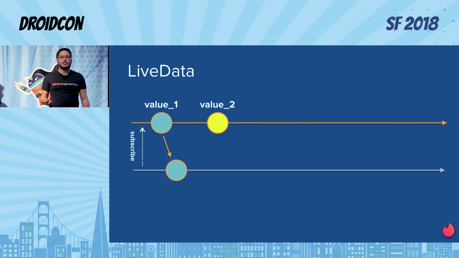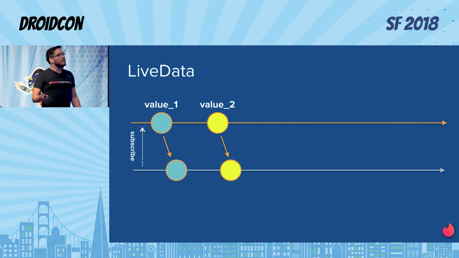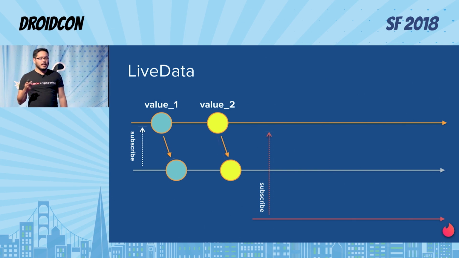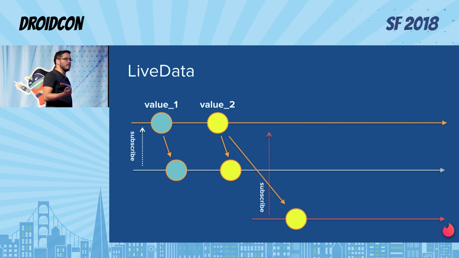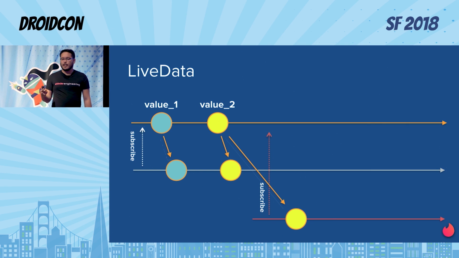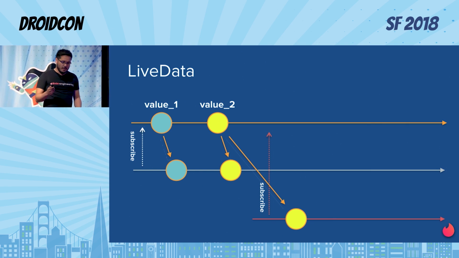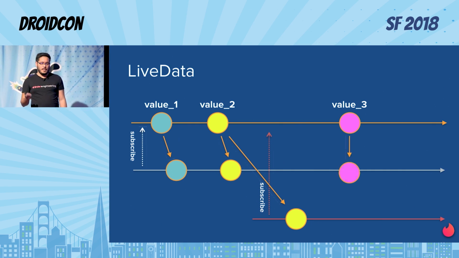If I put another value on the LiveData, if I update that value, it is again sent to whatever observer I have. But now let's look at what happens if another observer comes in and subscribes to that LiveData. At this moment, I'm going to get the old value that was sent before, and that observer is going to react to it right away. And then if I ever send another value, it's going to be sent to both of them.